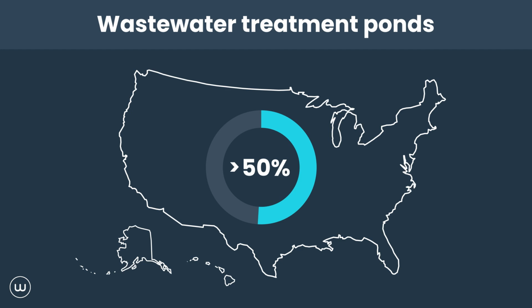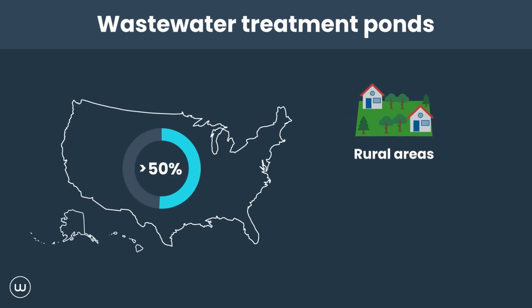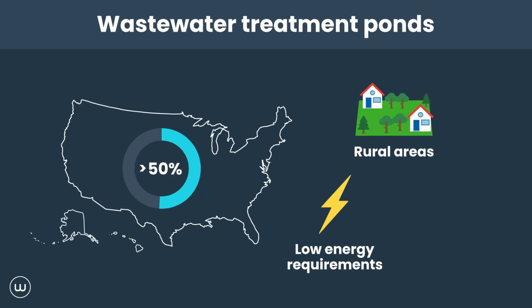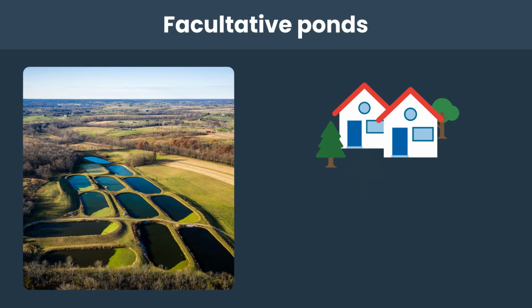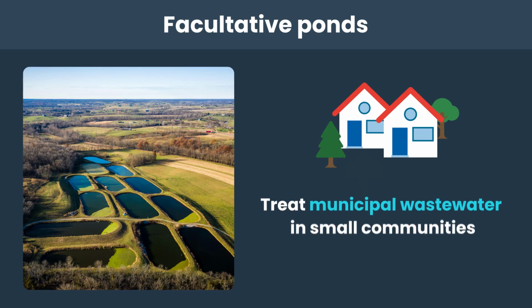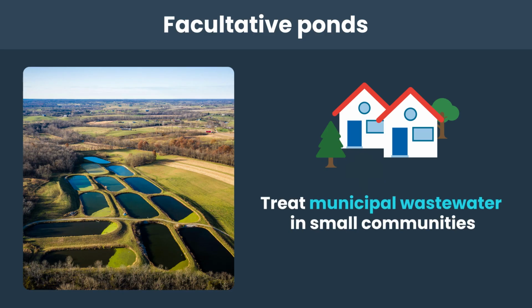This technique first emerged in the 1920s and has since gained popularity worldwide, particularly in rural areas due to its low energy requirements and minimal maintenance. Facultative ponds are commonly used to treat municipal wastewater in small communities, typically those with fewer than 20,000 inhabitants.